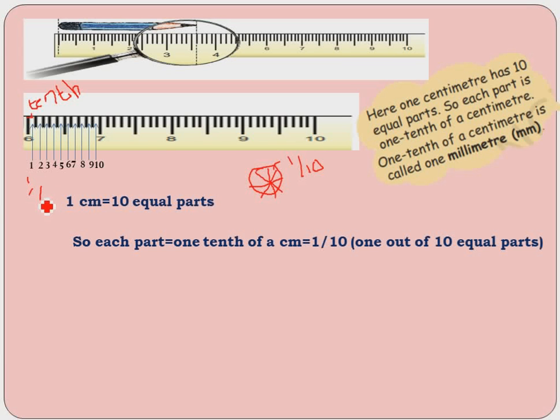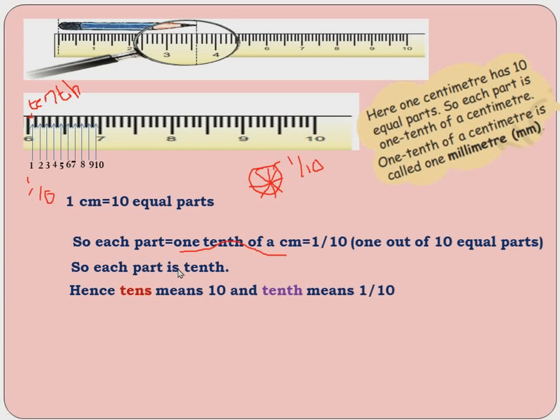Why 1 by 10? 1 out of 10 parts, and this is 1 out of 10 parts of a centimeter. That's why we call it 1/10 of a centimeter. Okay, children. So each part is a tenth. What is each part called? Tenth. Hence, tens means 10 and tenth means 1 by 10.